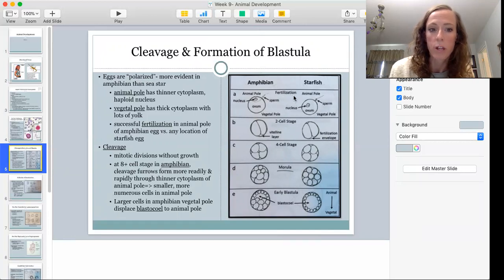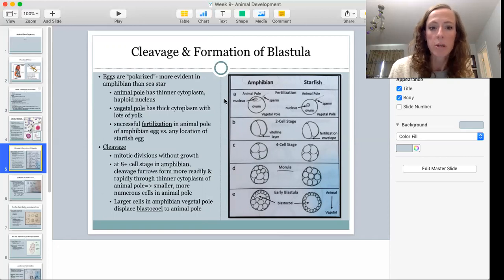So first we've got fertilization. In our amphibian, you've got the nucleus and the nucleolus in the animal pole, whereas in the sea star, you can see it more anywhere within that cell.